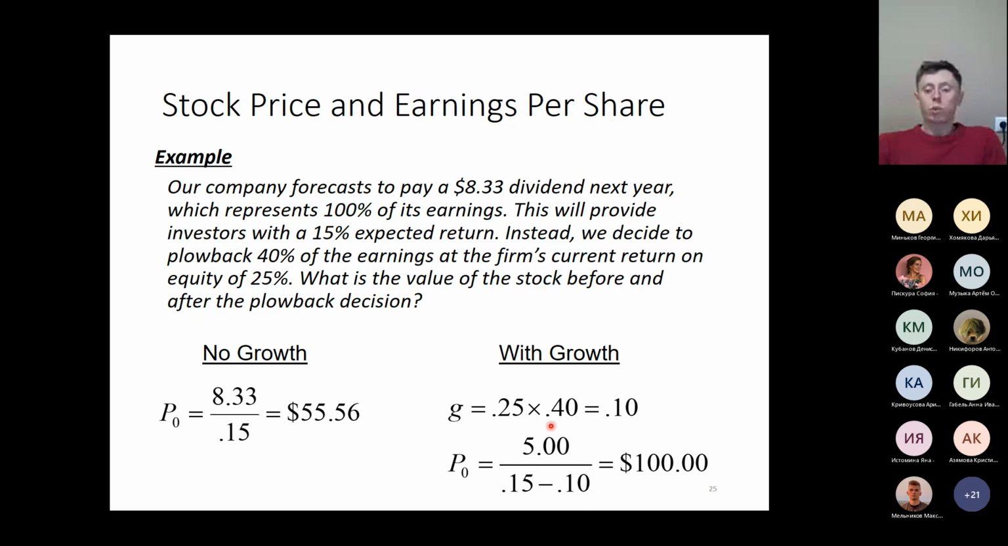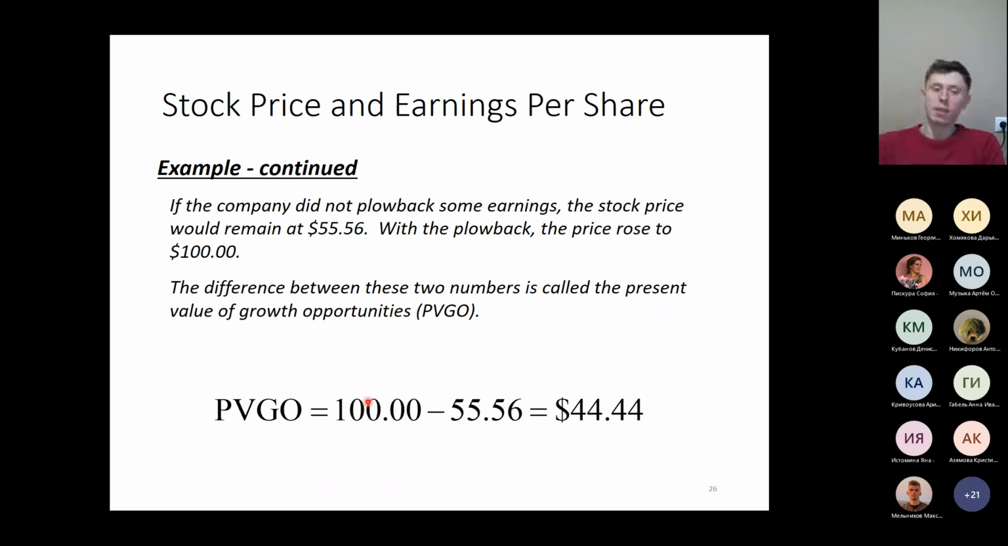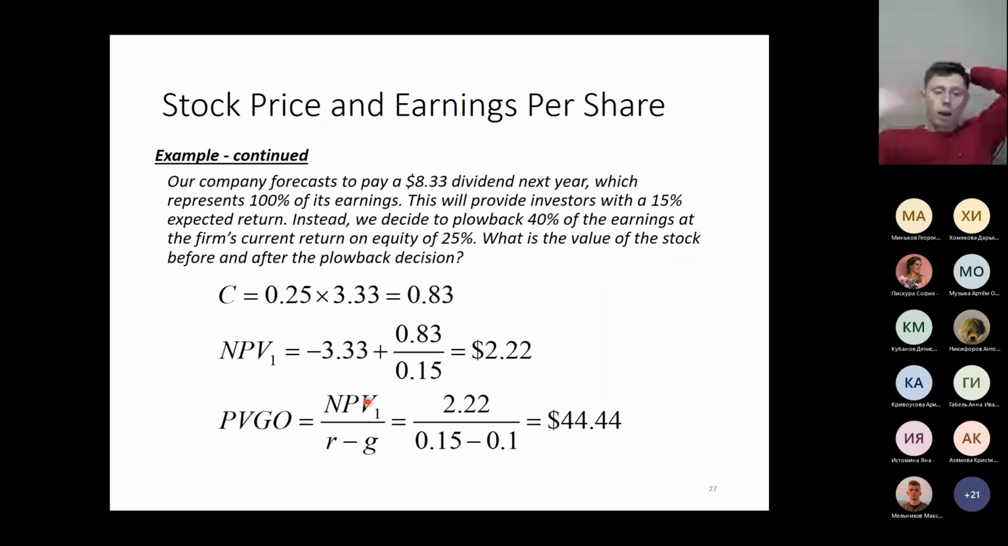So here we have a smaller dividend in the first period than here, but we have 10% growth. And as a result, the total price of the stock is way higher than in this case. The difference between those two prices is called the present value of the growth opportunity. In order to double check whether this estimation makes sense, we can conduct an alternative calculation.